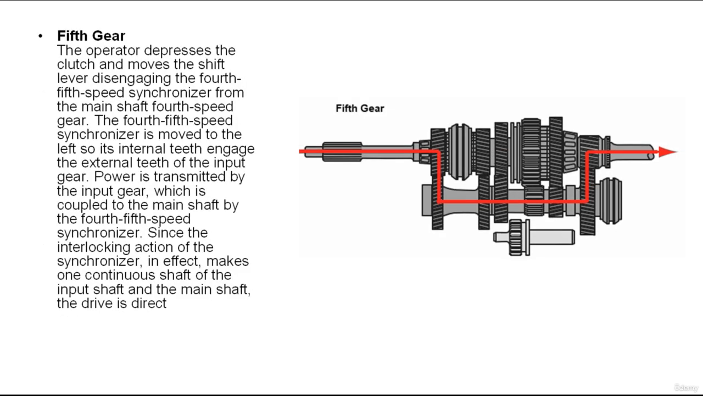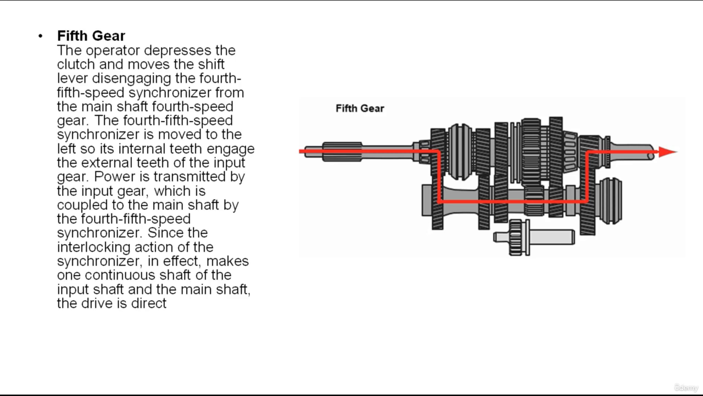And we have the fifth gear. When fifth gear is selected, the fifth gear synchronizer engages fifth gear to the main shaft. This causes a large gear on the counter shaft to drive a smaller gear on the main shaft, which results in an overdrive condition. Overdrive permits an engine speed reduction at higher vehicle speeds.